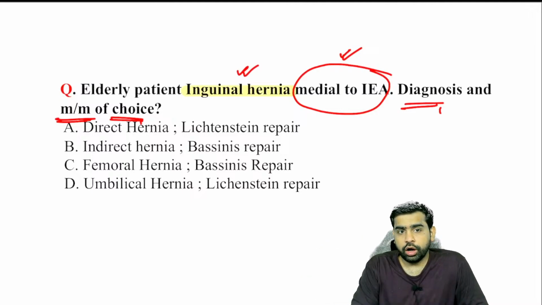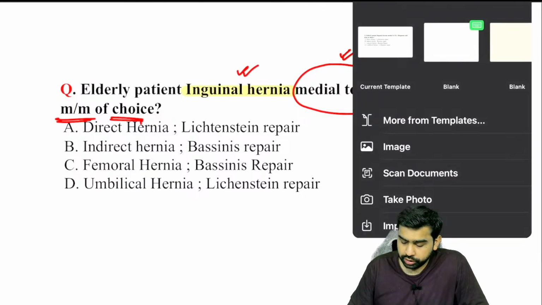And secondly, how are you going to manage these particular patients? So this is what they're trying to ask you over here. What is the diagnosis and how are you going to manage these patients? Can you please help me with this? Okay, so they are basically trying to test you on what is called Hesselbach's triangle. So what is this Hesselbach's triangle?